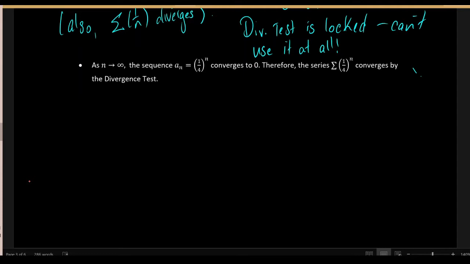Must it therefore be true, from the divergence test, that the series that we get by summing up 1 over 4 to the n, is it true that that series must converge by the divergence test? This is not a logically valid application of the divergence test.